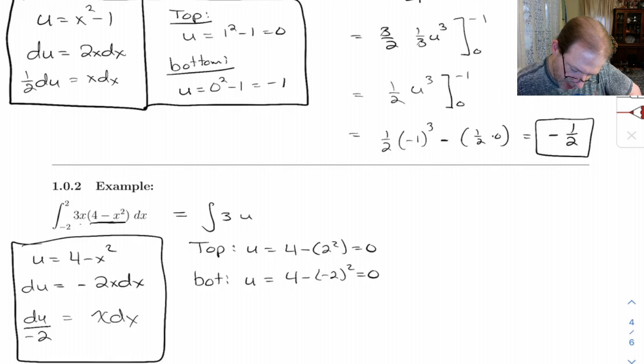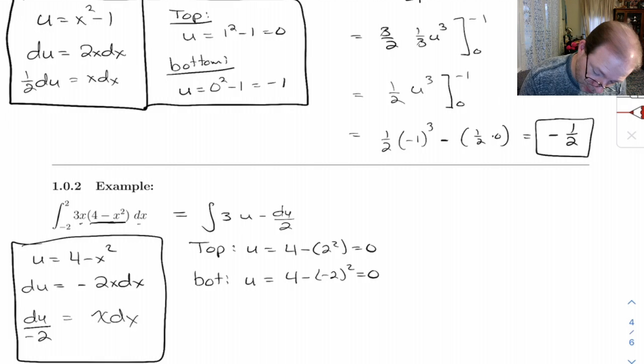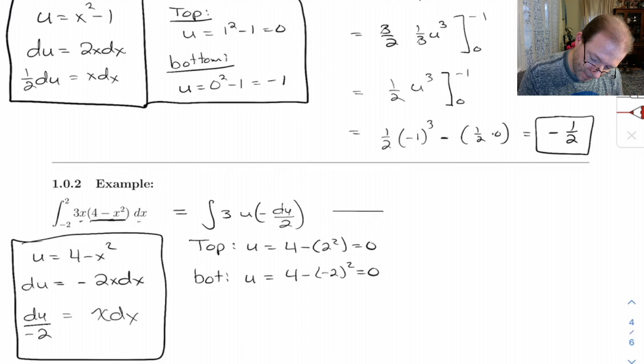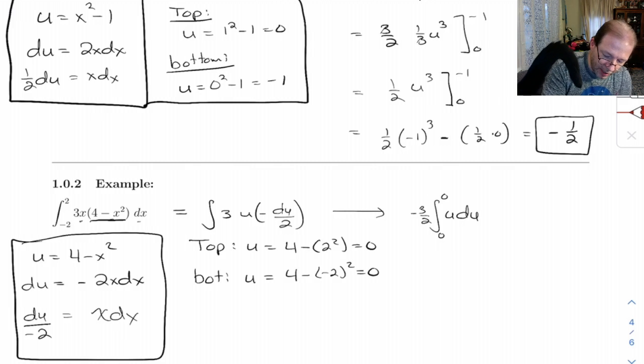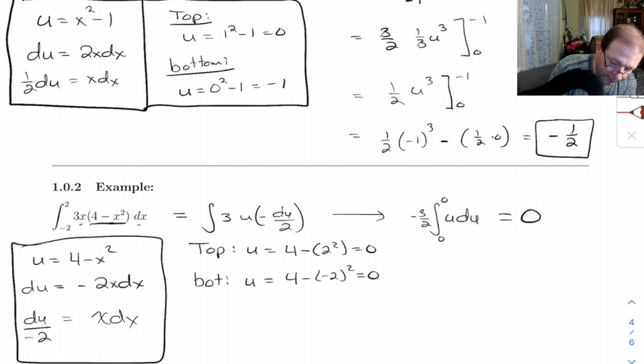dx, the x and the dx together get replaced with minus du over 2. And I don't want to just write it in like that. It looks like subtraction. I need to put it in parentheses there. So let's see, I've got minus 3/2 u du. But notice my endpoints are both 0. So I don't even have to do the integration step. With both of the endpoints being 0, I know that the answer is going to be 0.